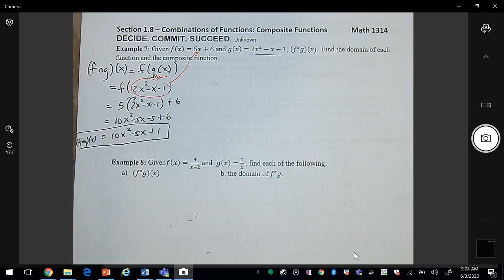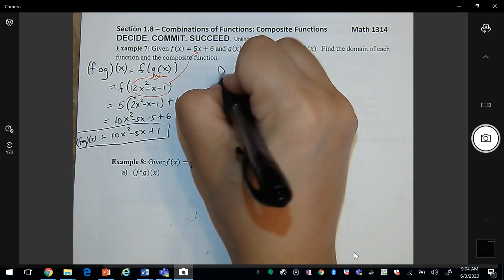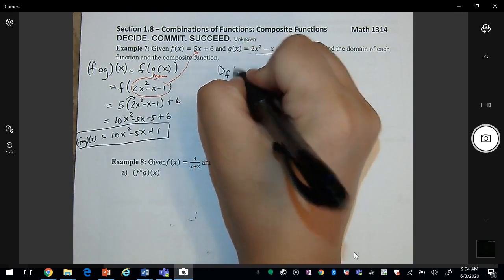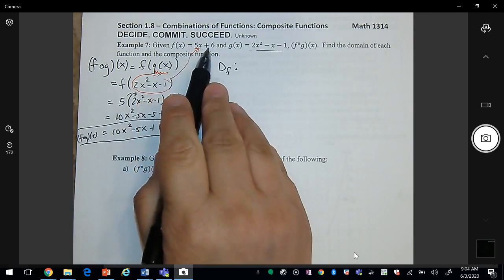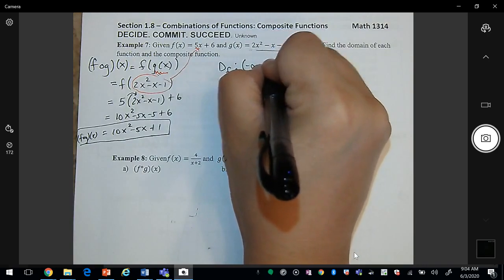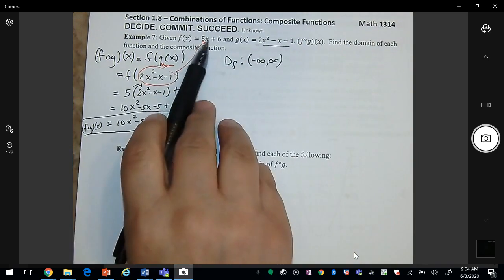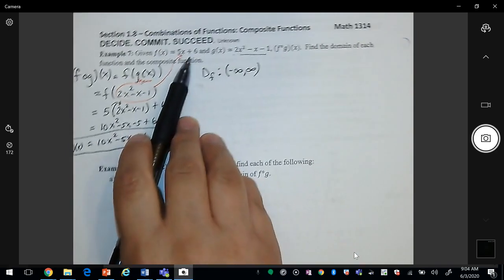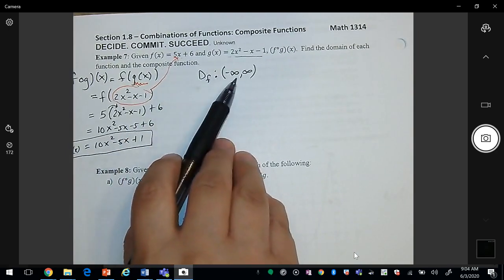Then it says to find the domain of each function. So the domain of f, notice here that this is just a line. So my domain would be negative infinity to positive infinity. There's no fractions, there's no square roots, and there's no logarithm. So the domain is always negative infinity to positive infinity.